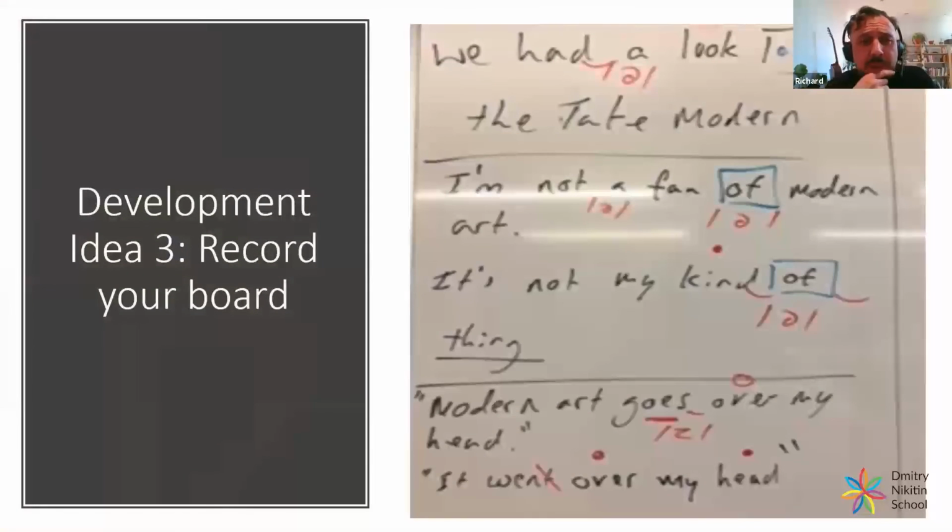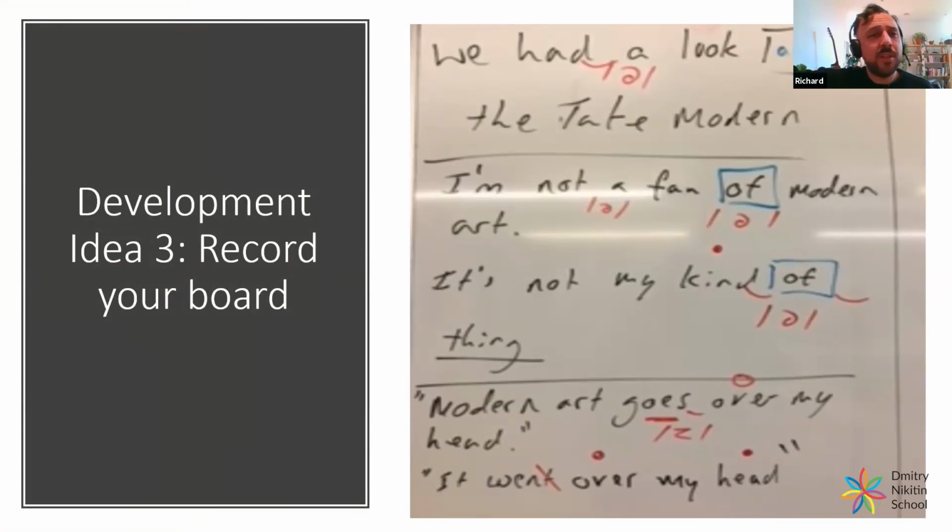The other thing you can do is take a photograph of your board. Here, this is a discussion I had with some intermediate learners about what did you do at the weekend. So they were multilingual learners, Spanish, Italian, Chinese. And I think the student said, yeah, we went to the Tate Modern. So I said, okay, so you can say this.